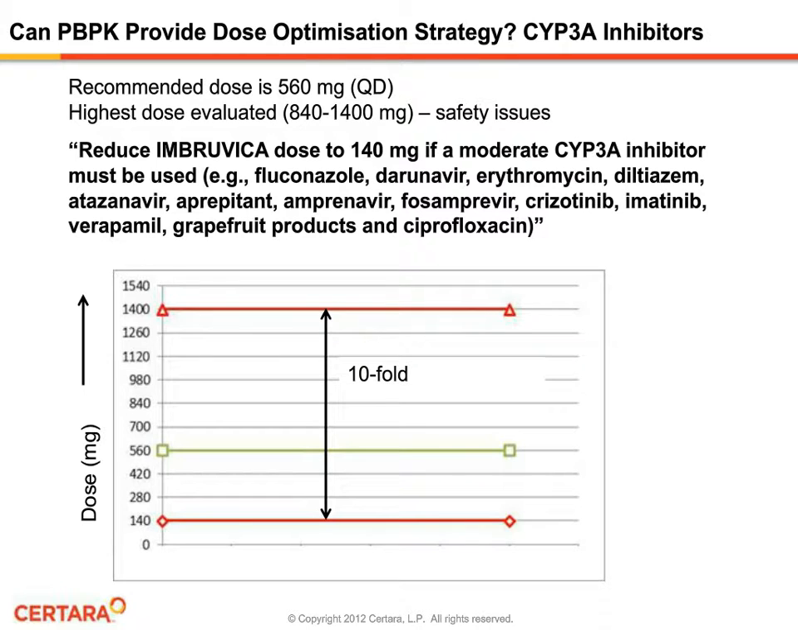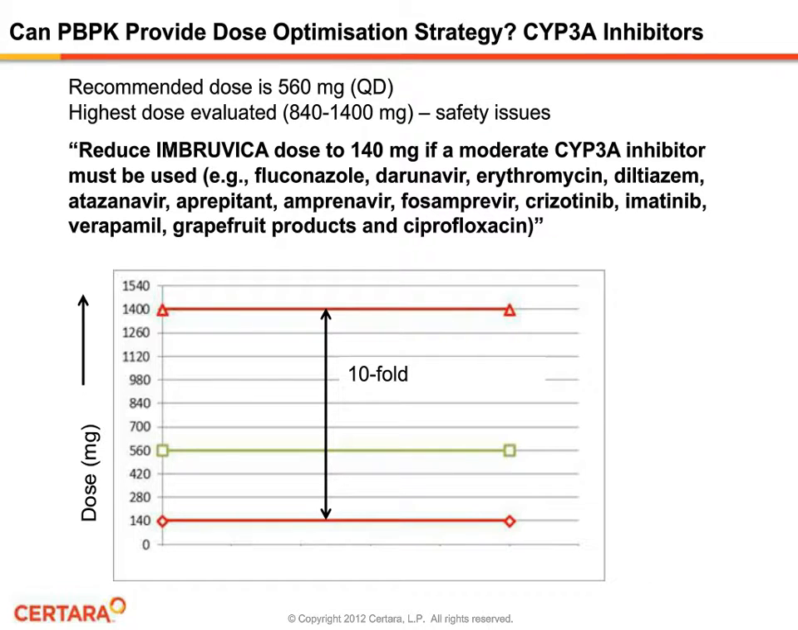Some of the highest doses that were evaluated were about 840 to 1400 mg, and therefore safety data will have been available up to here. And obviously, one of the lowest doses that is recommended is 140 mg, because that represents really the efficacy side, where 90% of the relevant receptors are occupied. So the recommendation here was that if you think back to the previous slide, in the case of moderate inhibitors, there was a 6 to 9-fold increase in exposure that was predicted. So the recommendation was to reduce the Imbruvica dose to 140 mg in the presence of a CYP3A4 inhibitor.